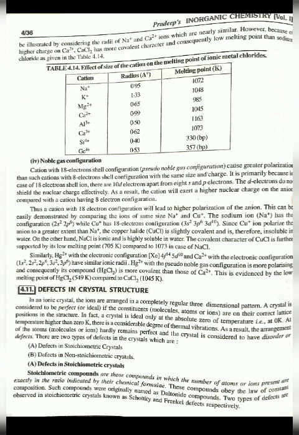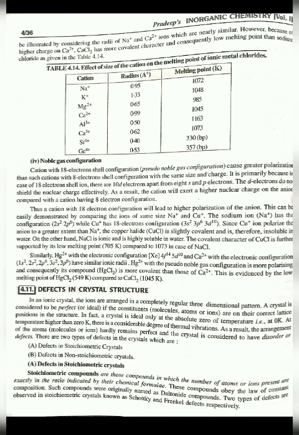Next, heading 4.11, defects in crystal structure. In an ionic crystal, the ions are arranged in a completely regular three-dimensional pattern. A crystal is considered to be perfect or ideal if the constituents, molecules, atoms, or ions are on their correct lattice position in the structure.